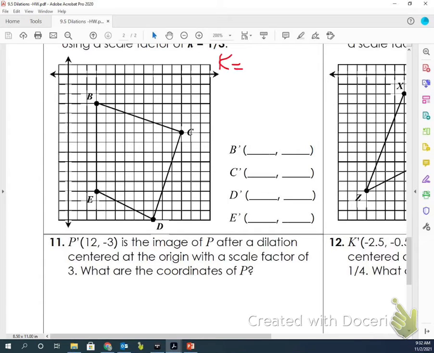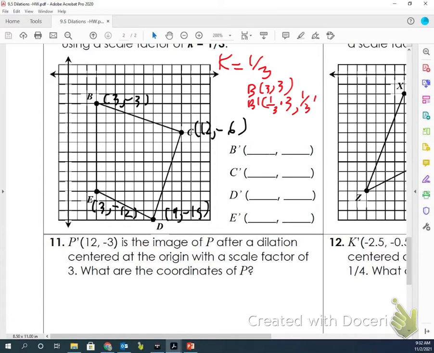This one, again, we need to count all the points. K equals 1/3. So remember, when we have k equals 1/3, it's the same thing as dividing by 3. So B, which is 3, negative 3, B prime, 3 divided by 3, 1. 1/3 times 3, and 1/3 times negative 3. So we end up with 1, negative 1. C, 12 divided by 3 is 4. Negative 6 divided by 3 is negative 2. And so on and so forth. And then graph it out. And it should be significantly smaller because our k was 1/3.